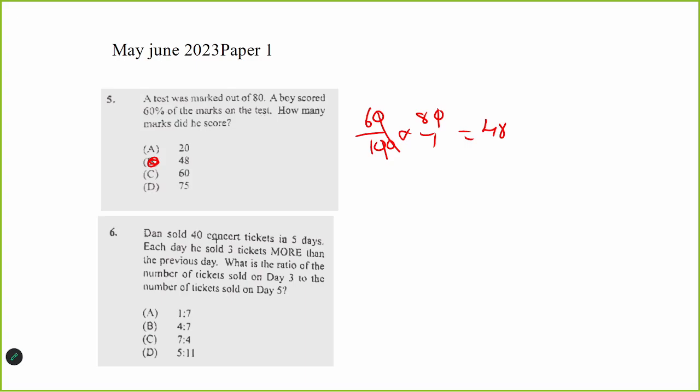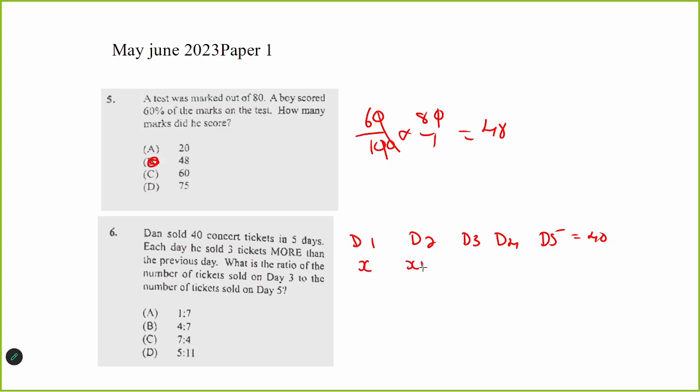Dan sold 40 tickets in 5 days. So we have day 1, day 2, day 3, day 4, day 5, and that is 40 tickets, right? Each day he sold 3 tickets more than the previous day. What is the ratio of the number of tickets sold on day 3 to the number of tickets sold on day 5? The only thing we know is each day is 3 tickets more, right? So day 1, we don't know what to start off with, so we put X.